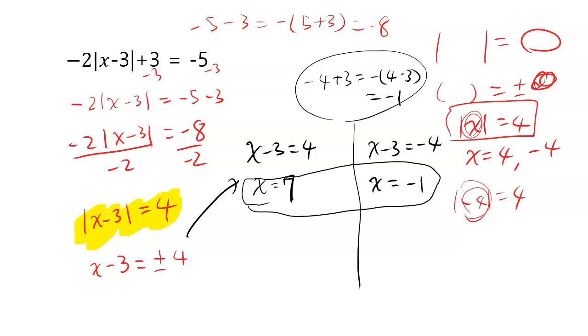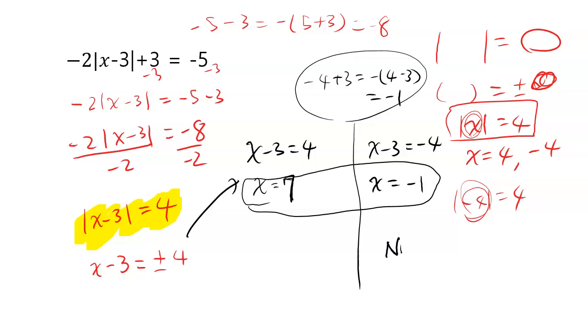Of course, if you really want to check whether you got it right, it's a good habit to plug those numbers back in here and see if it works. If I plug in 7, 7 minus 3 is 4, negative 2 times 4 is negative 8, negative 8 plus 3 is negative 5, so it works. Again, negative 1, if you plug in here, negative 1 minus 3 is again negative 4, but that's positive 4, and everything else works too.